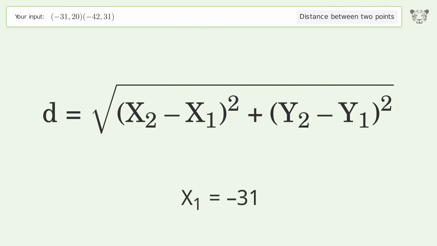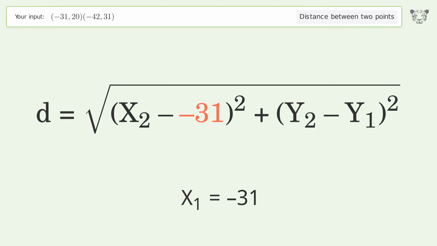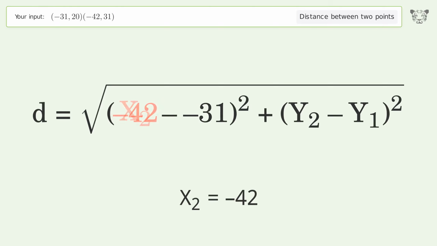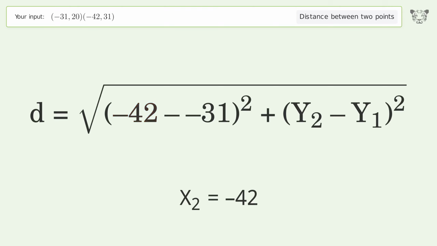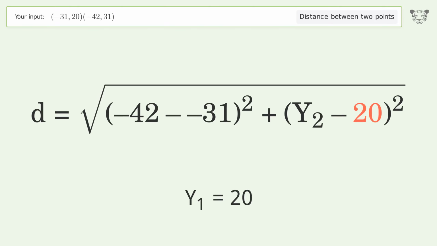x1 equals -31. x2 equals -42. y1 equals 20. y2 equals 31.